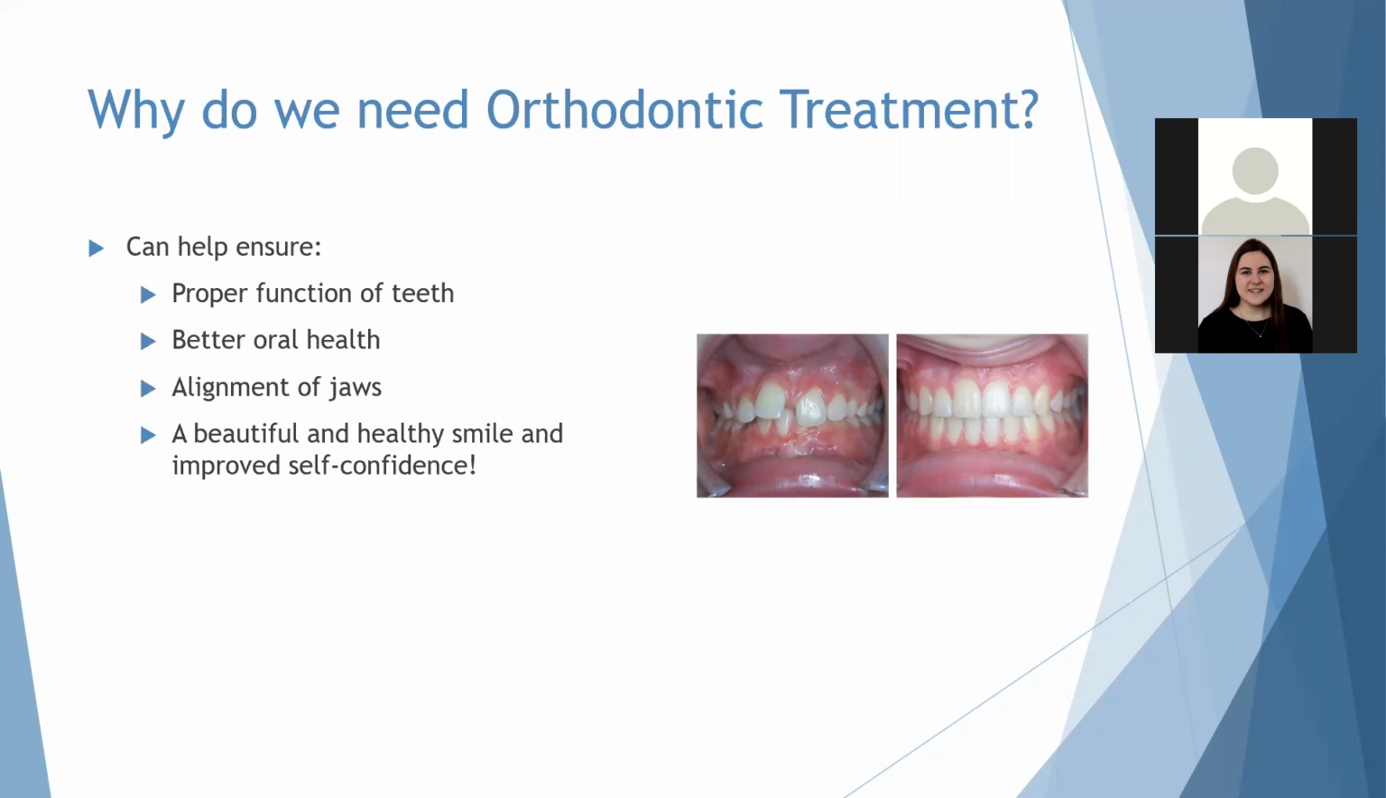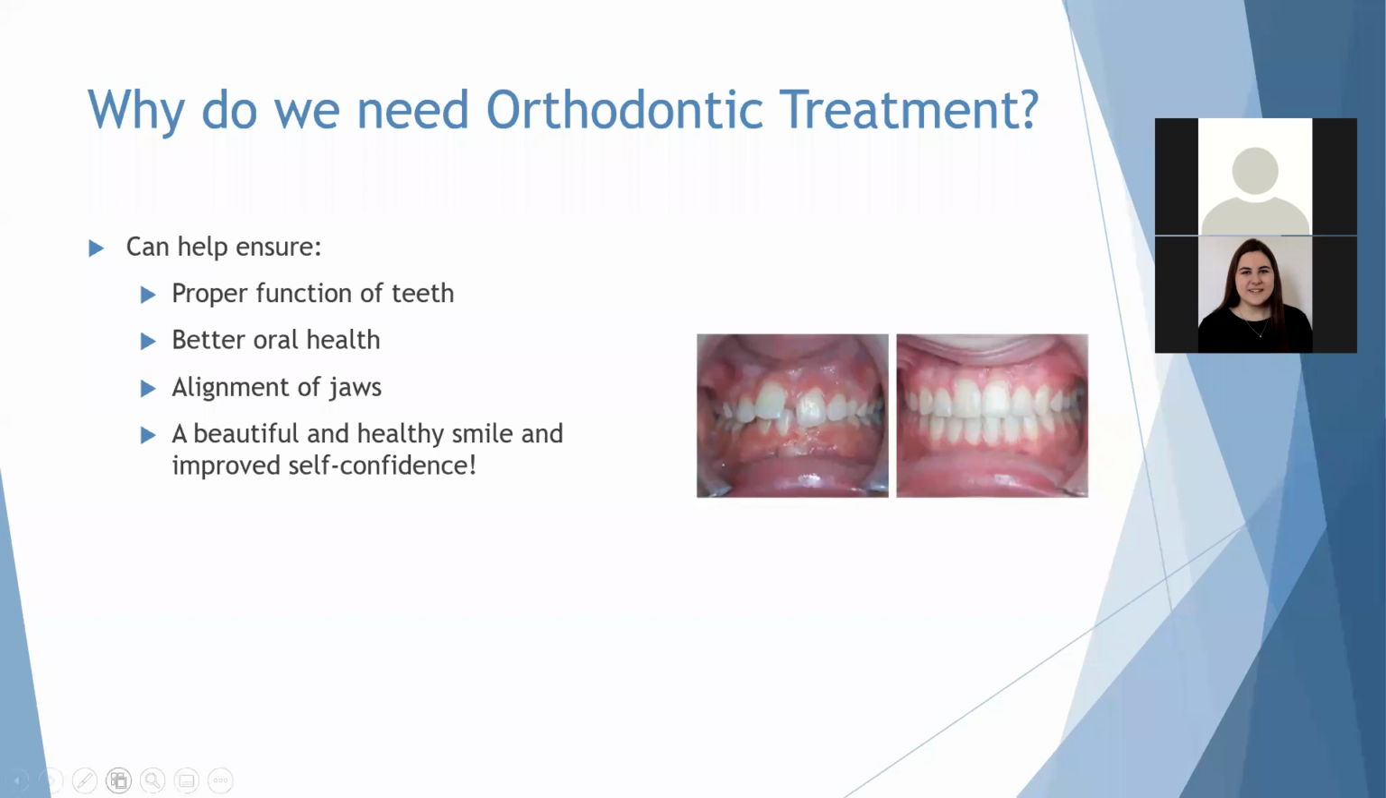Now, orthodontic treatment can help ensure proper function of teeth and better oral health, as well as alignment of jaws. When you have a good bite, it makes it easier for us to bite, chew, and speak. But if we have a malocclusion, which is when your teeth are misaligned, they put extra stress on your jaw, which over a period of time leads to pain and issues with the jaw. When your bite pattern improves, your teeth will not get worn down, as opposed to if you have misalignment.